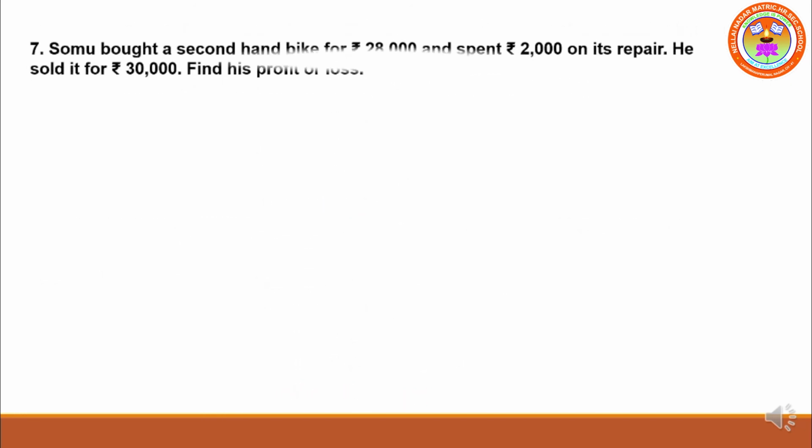Seventh question. Somu bought a second-hand bike for rupees 28,000 and spent 2,000 on its repair. He sold it for rupees 30,000. Find his profit or loss. Now, solution. Given CP of the second-hand bike is equal to 28,000 rupees. Okay, so this is the CP of the second-hand bike.